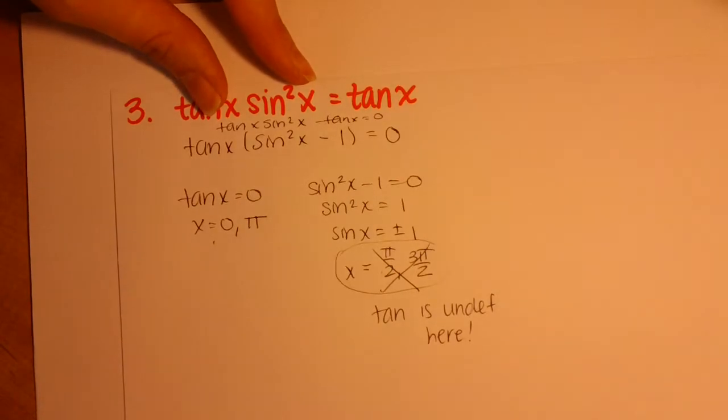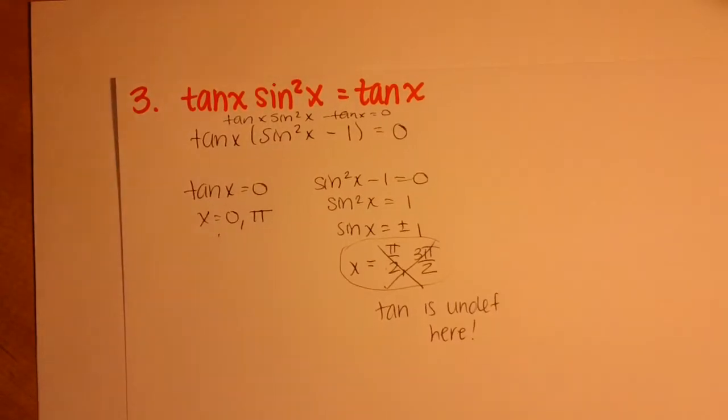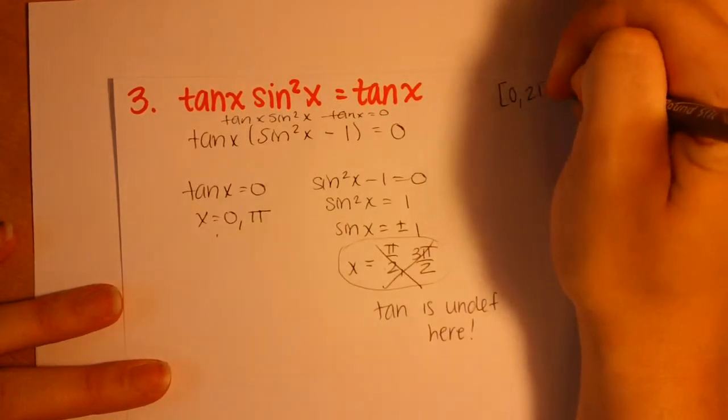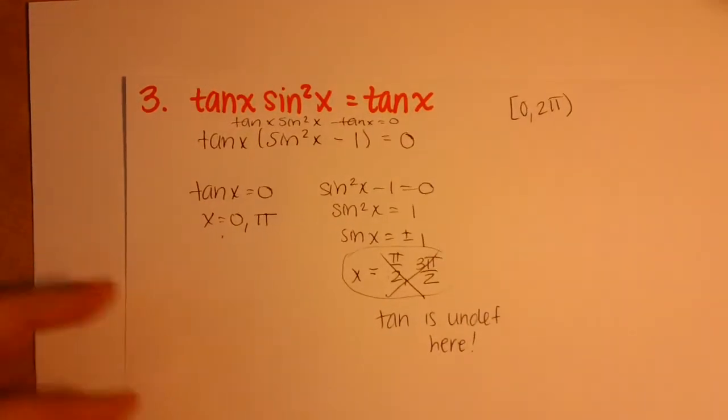Because that is not in our domain. We don't want to include undefined values in our domain. Alright, so now these are solving in the interval 0 to 2 pi. Okay, so now we want to look at what happens when we solve for all values.